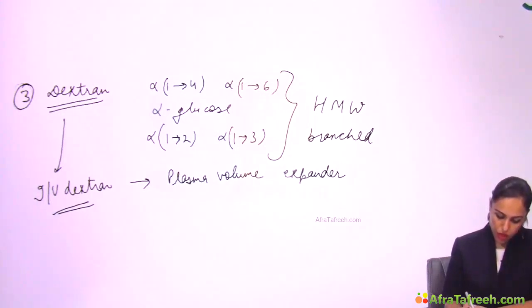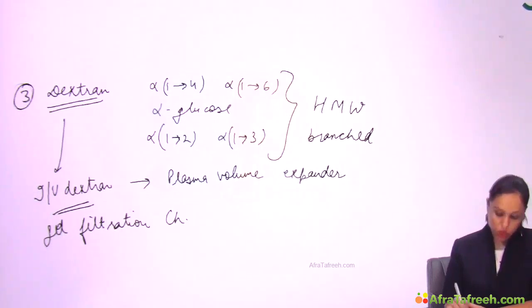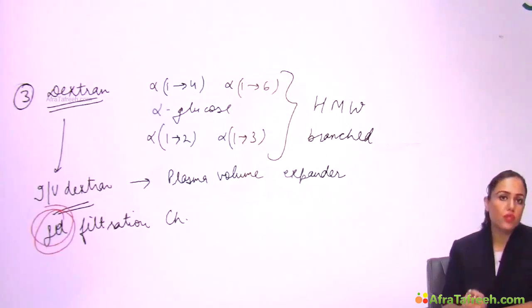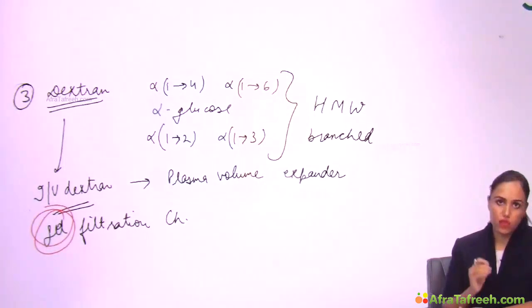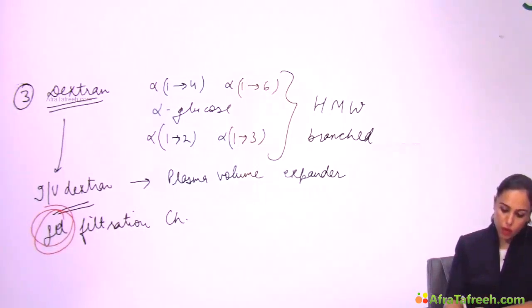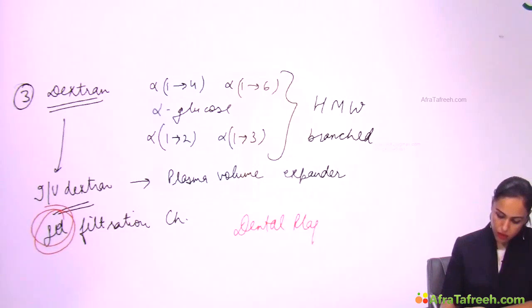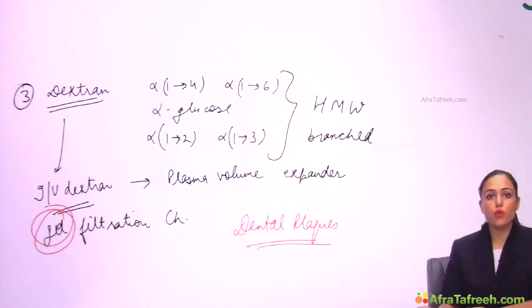IV dextran is used. And we have a technique, gel filtration chromatography. In gel filtration chromatography, the gel which is used is biochemically dextran. Also, the dental plaques which get deposited on our teeth are a network of dextrans, right?